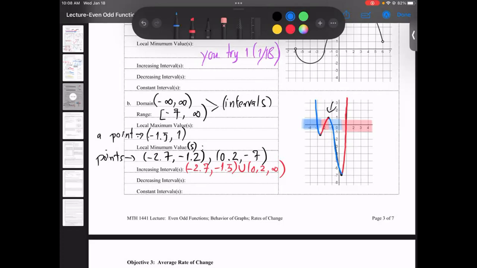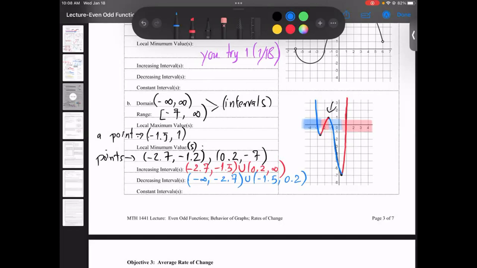Decreasing interval. Can someone tell me what's the decreasing interval? Let's say -2.7. Because we don't include -2.7, we write it like that, right? It's not included. And then what else? -1.5 to 0.2. I know there are numbers there, like this -2.7. They kind of include in both, but in the mathematics sense, they're not included.